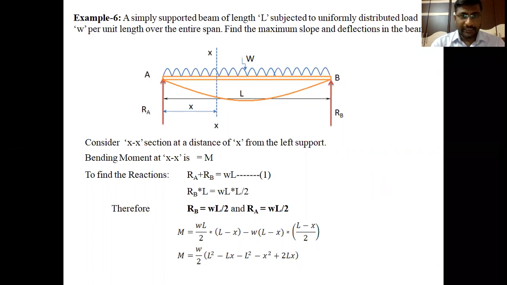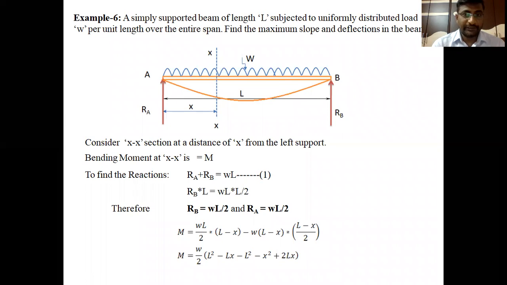Till yesterday's class, we solved the problems up to example 5, that is simply supported beam with point load by the double integration method. In this class, we will discuss example 6, that is simply supported beam with UDL by the same method, that is double integration method.